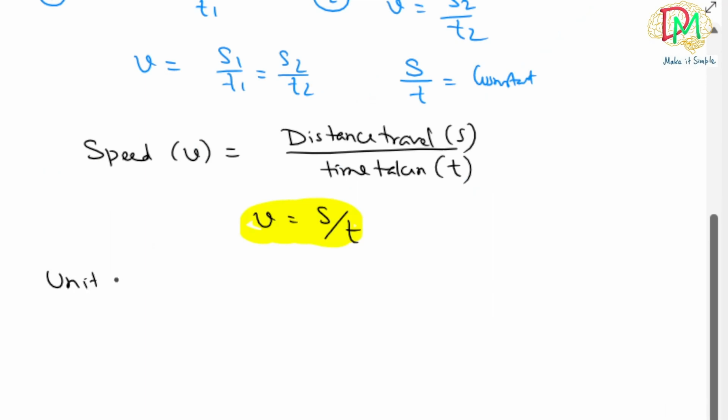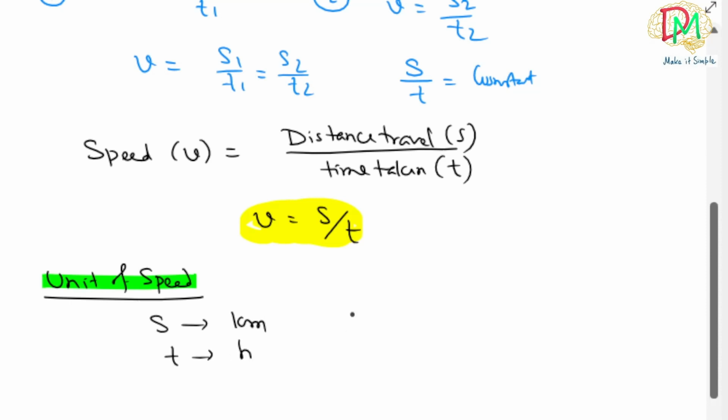Now what will be the unit of this speed? If the S unit is kilometer and T is hour, then the V unit will be kilometer per hour. If S is in meter and time is in second, the unit will be meter per second.